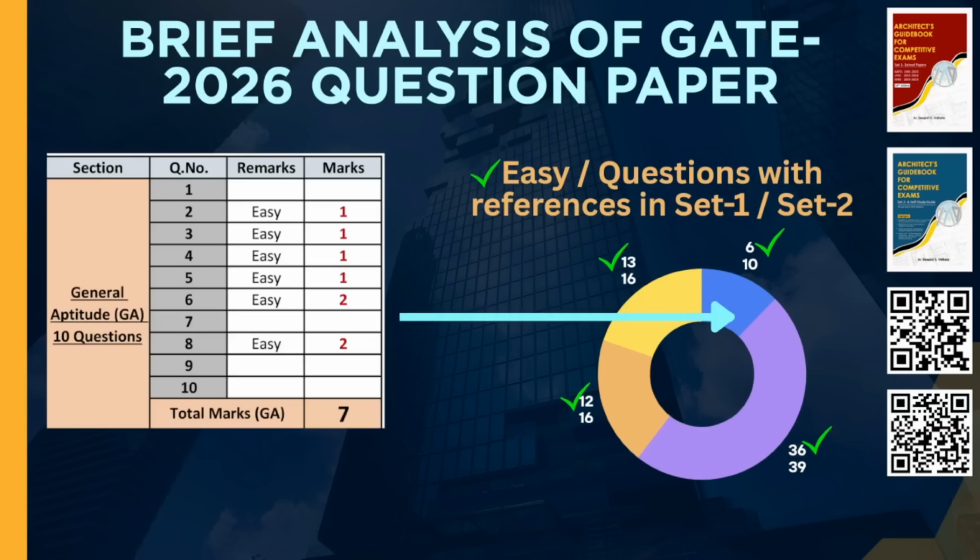So let's talk about the general aptitude section first. As you can see in the table on the left side of your screen, I have identified these 6 questions as very easy to answer. But when I say easy to answer, the candidate needs to practice the general aptitude questions. He cannot just go on the final exam day and start solving them. One needs to prepare thoroughly for the general aptitude section while preparing for the entire syllabus.